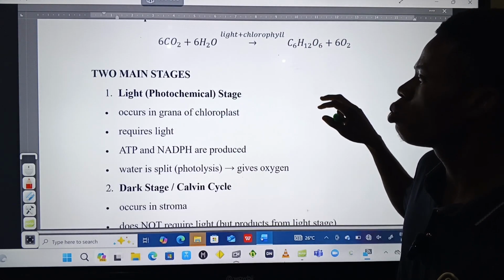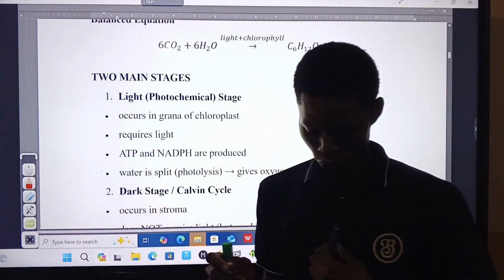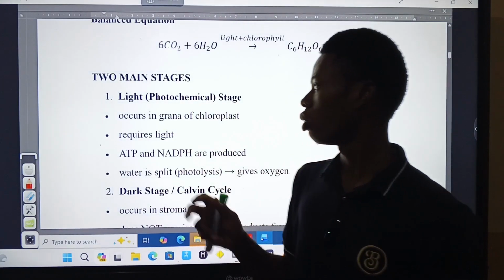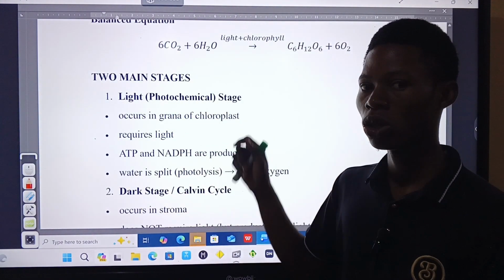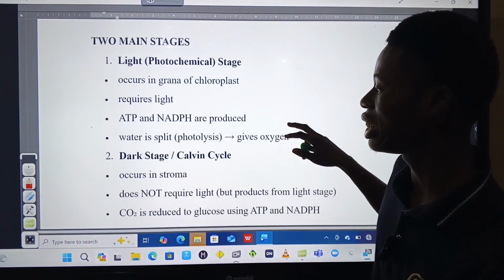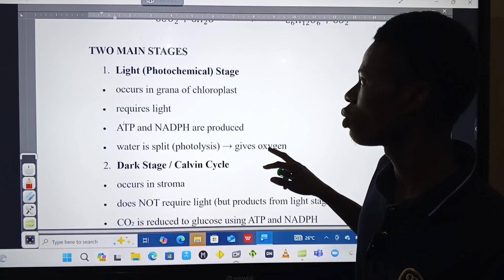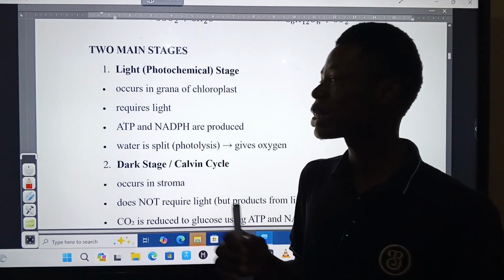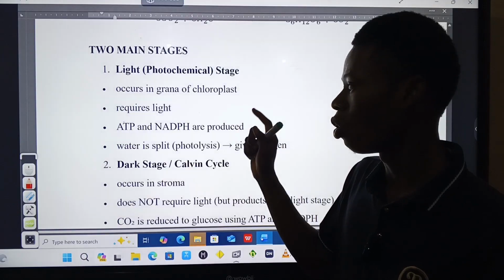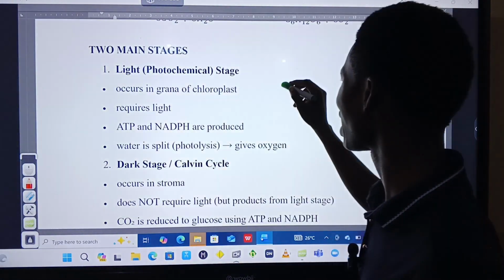Now, there are two main stages of photosynthesis, and I would like you to pay attention here. We have the light stage, or we call it the photochemical stage, and we have the dark stage or Calvin cycle. Take note. Now, the light phase of photosynthesis occurs in the grana of the chloroplast, or you say the grana of the thylakoid.